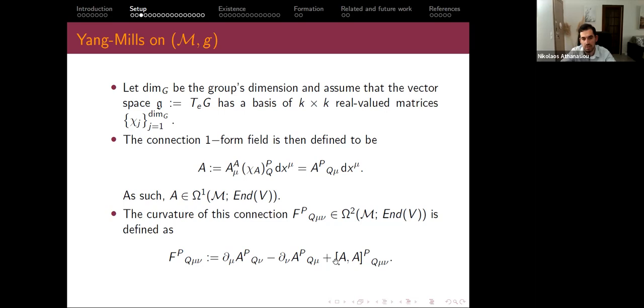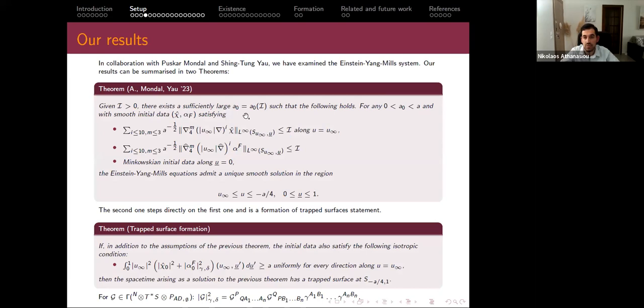Our results are as follows. In collaboration with Puskar Mondal and Shing-Tung Yau, we have examined the Einstein-Yang-Mills system, and we have given two theorems. The first one is as follows. It is a semi-global existence result.